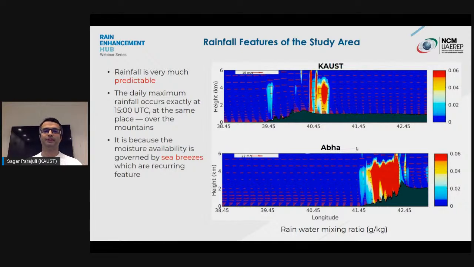Talking about the rainfall features of the study area, this picture shows the section of rainwater mixing ratio in a section that passes through KAUST and through Abha, which observes more rain. Rainfall is very much predictable over this region. The daily maximum rainfall occurs exactly at 15 UTC, about 6 p.m. in the evening, and at the same place over the mountains, because we have topography here and we have sea breezes. The reason the rainfall is predictable is that the moisture availability is governed by sea breezes, which are a recurring feature.